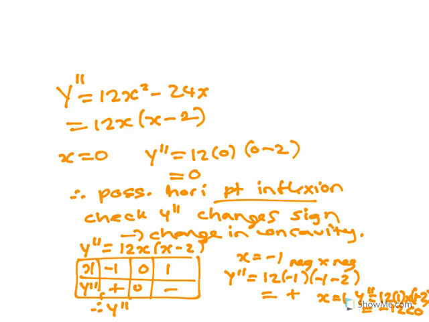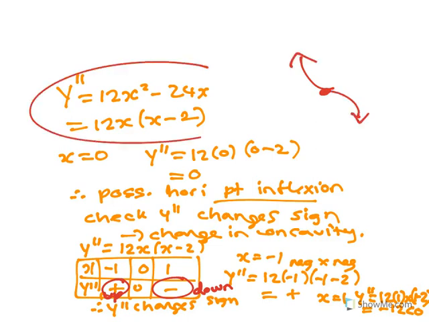So therefore y double dash changes sign. So it's a change in concavity. And if you think about it, you've got 0, 0. That one there means it is concave up. So this side's going to be up, and the other one means it is concave down. So it's going to look like that. So that's the direction it's going to be going in.